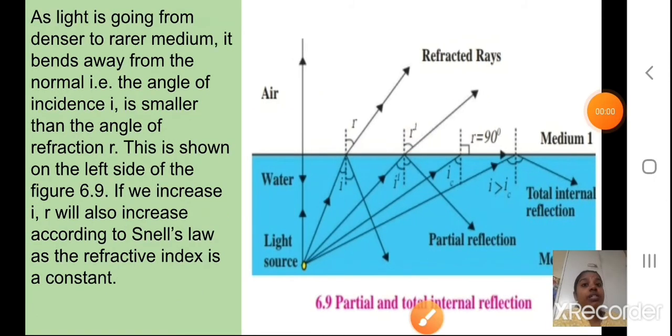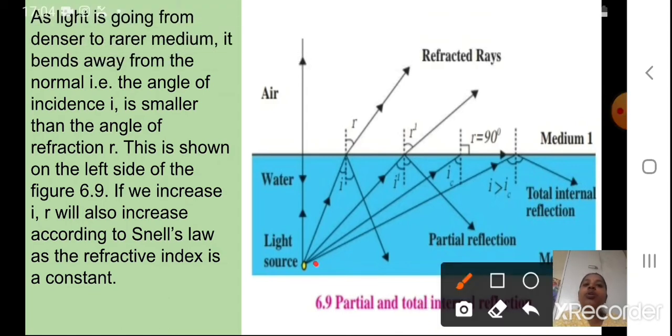Okay students, now see, as the light is going from the denser to the rarer medium, it bends away from the normal. Can you see this angle of incidence I? It is smaller than the angle of refraction r, so r will be more and I will be smaller. This is shown on the left hand side of figure 6.9, so this is what I told you.